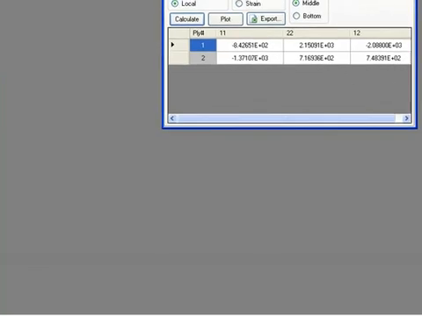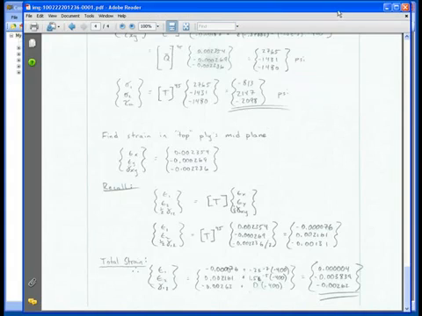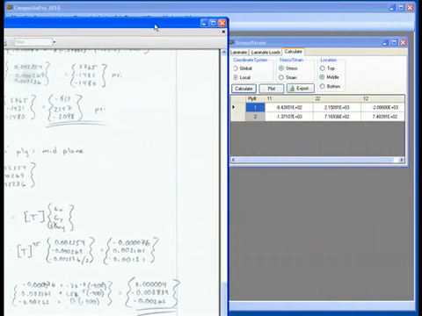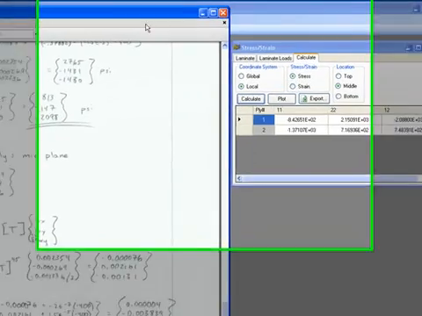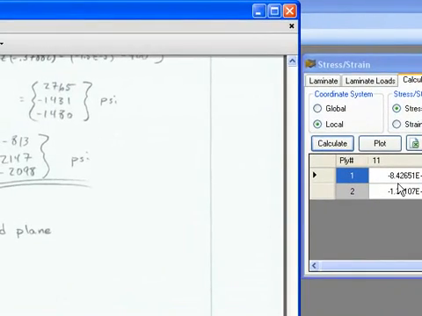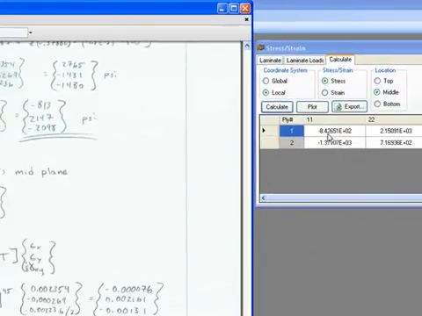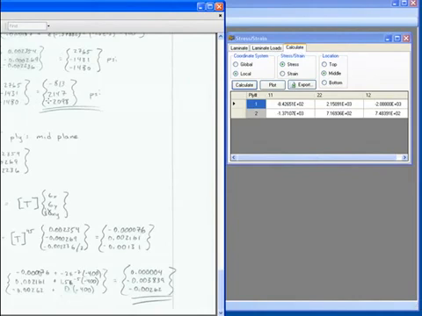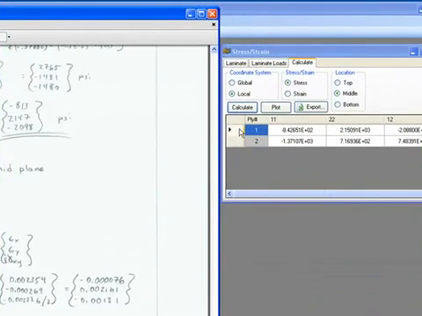So let's go back and check this again against our hand calculations. And if I move this out of the way, you can see that minus 813 compression PSI versus minus 842 is very close. We have round off error in our hand calculations here. 2147 versus 2150 in tension for sigma 2, and a minus 2098 versus a minus 2088 for the top ply is indeed a confirmation that our calculations are good.